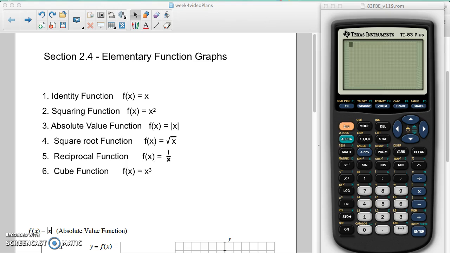What we're going to be doing today is working with the absolute value function, number 3 here, and number 4, the square root function. In the second video of this, we'll be working with the reciprocal function, number 5. So let's start with the absolute value function.